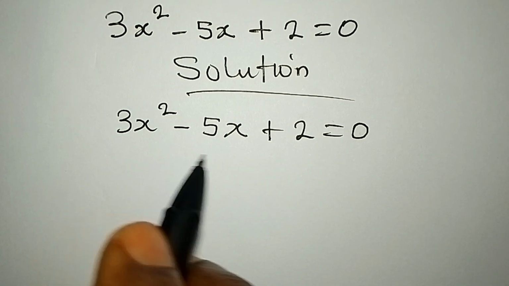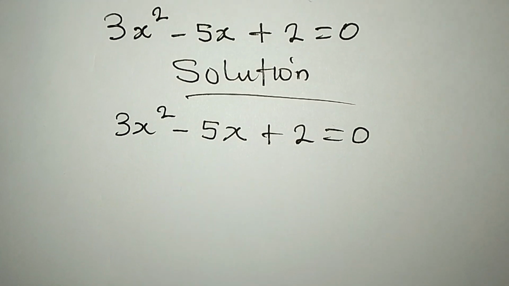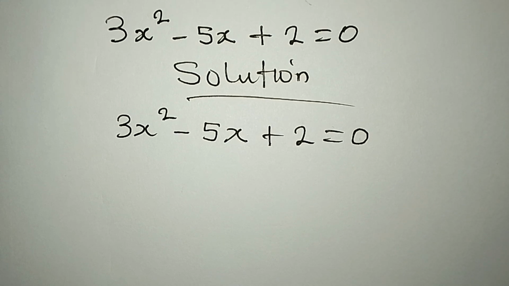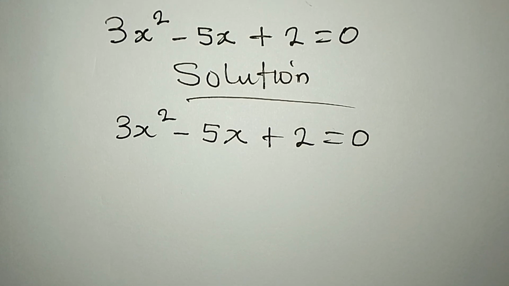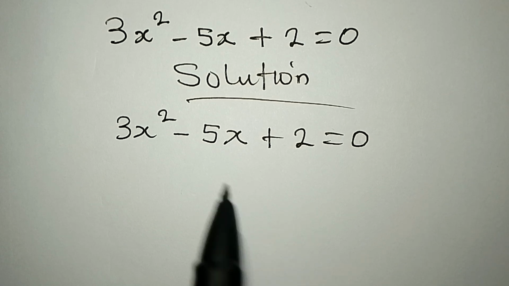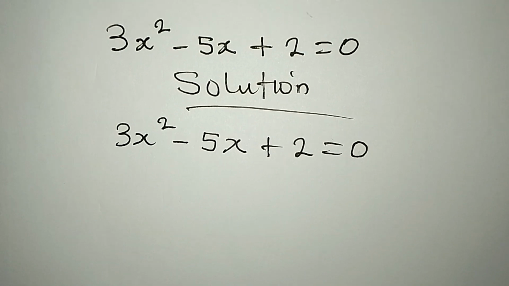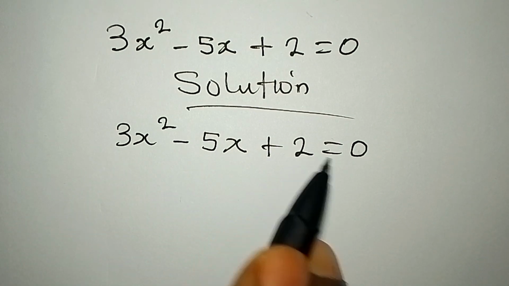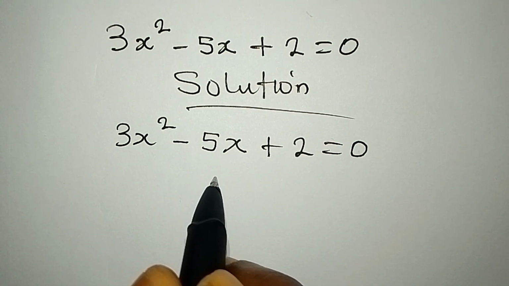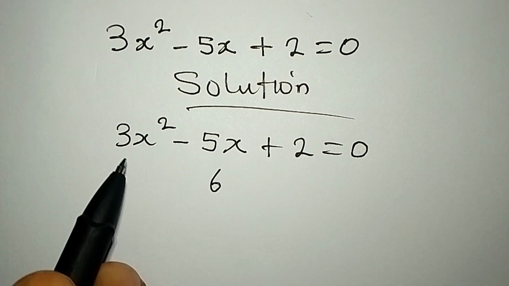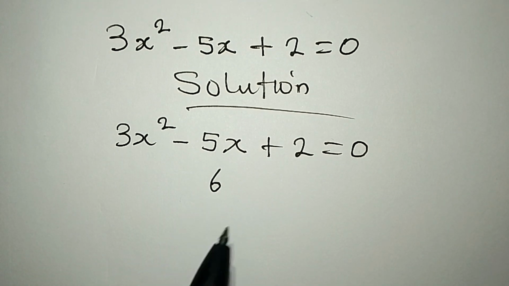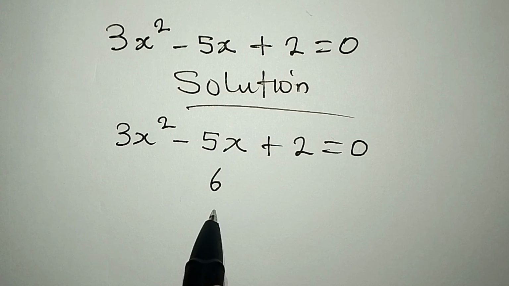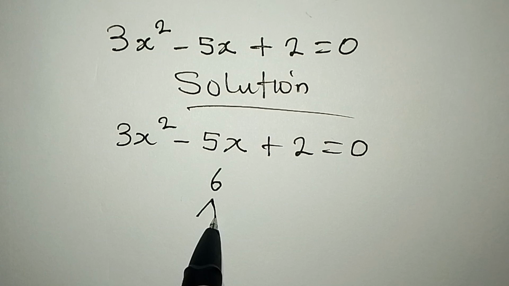Now let's look for a way to find the two roots of this quadratic equation. So what do we do? Can we use the factorization method for this? Okay, now let's see if we can factorize this very quickly. To factorize this, we multiply 3 by 2 and get 6, right? Now, what two numbers do we multiply to get this 6?